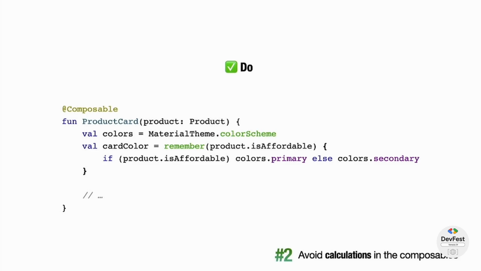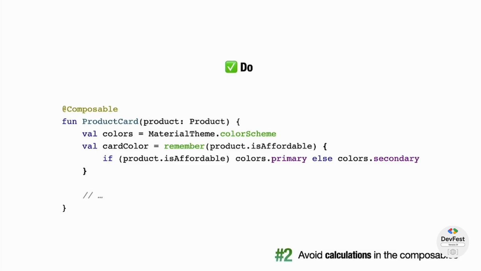So there are some situations in which we need to do some comparison or calculation in the composable. For example, we don't have access to the colors in the view model, right? So if we want to change between one color or the other, we need to do it in the composable. To avoid this condition, and this is very simple, we can have a when, right?